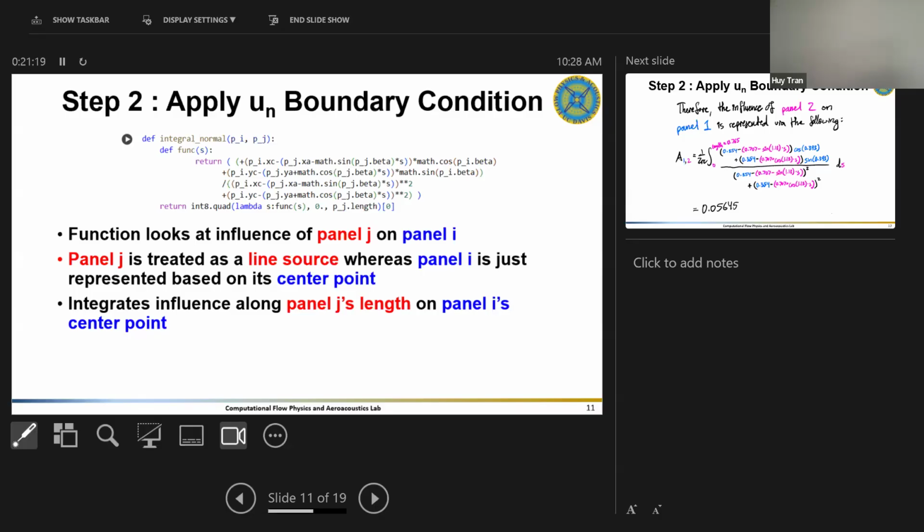Therefore, every infinitesimal point along panel J has a different distance away from panel I. And we want to consider the influence of each infinitesimal point on panel J on I. That's why I do an integral. Does that make sense? Okay, let me go to you.